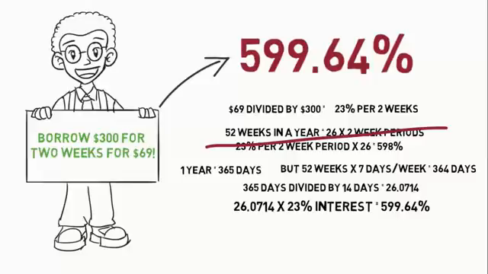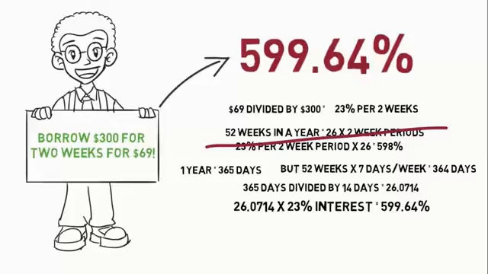Take the cost of borrowing, $69, and divide that by the amount borrowed, $300. This gives you the interest rate for the period of the loan. This simple interest rate is 23%. Now, you have to convert that into a simple annual rate. Payday loans are not allowed to be compounded continually.